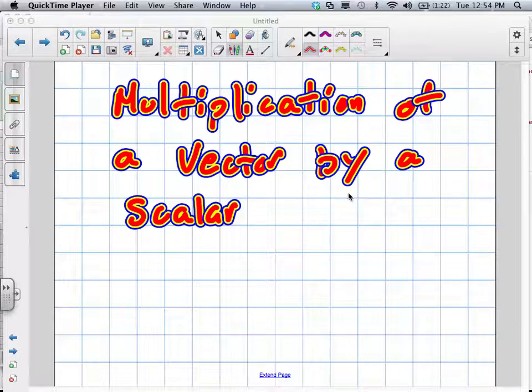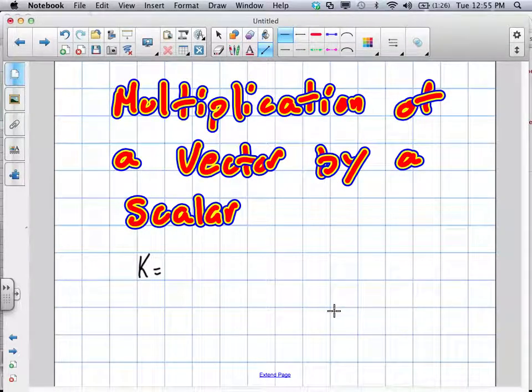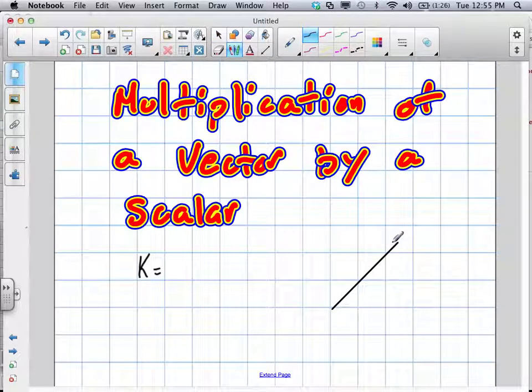Okay, so multiplication of a vector by a scalar. Now a scalar is a number, essentially you could say with no direction. When we multiply by scalars, we're looking at a term, and usually we represent a scalar by the letter k. We'll call something like vector A. Let's say we have our vector here. That's our vector A, and we're going to find multiples of this vector. k can be many different numbers.